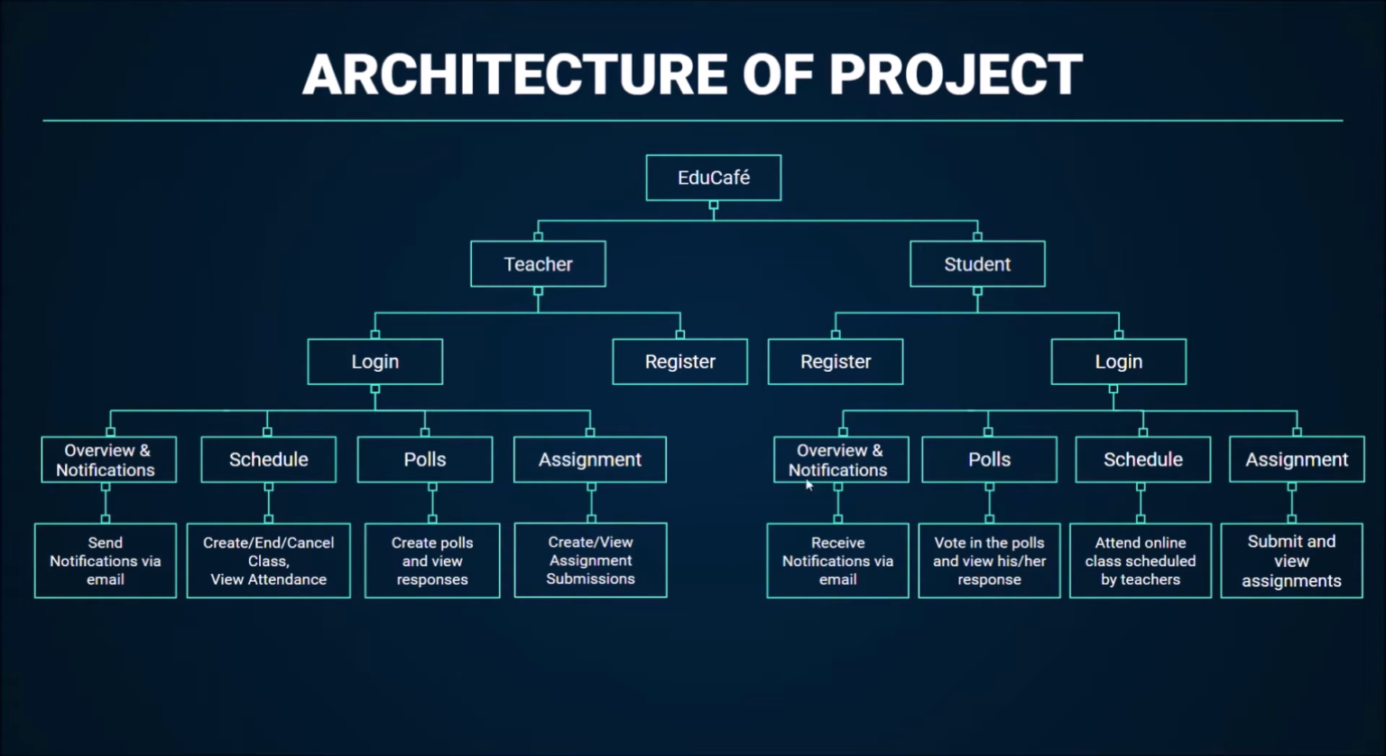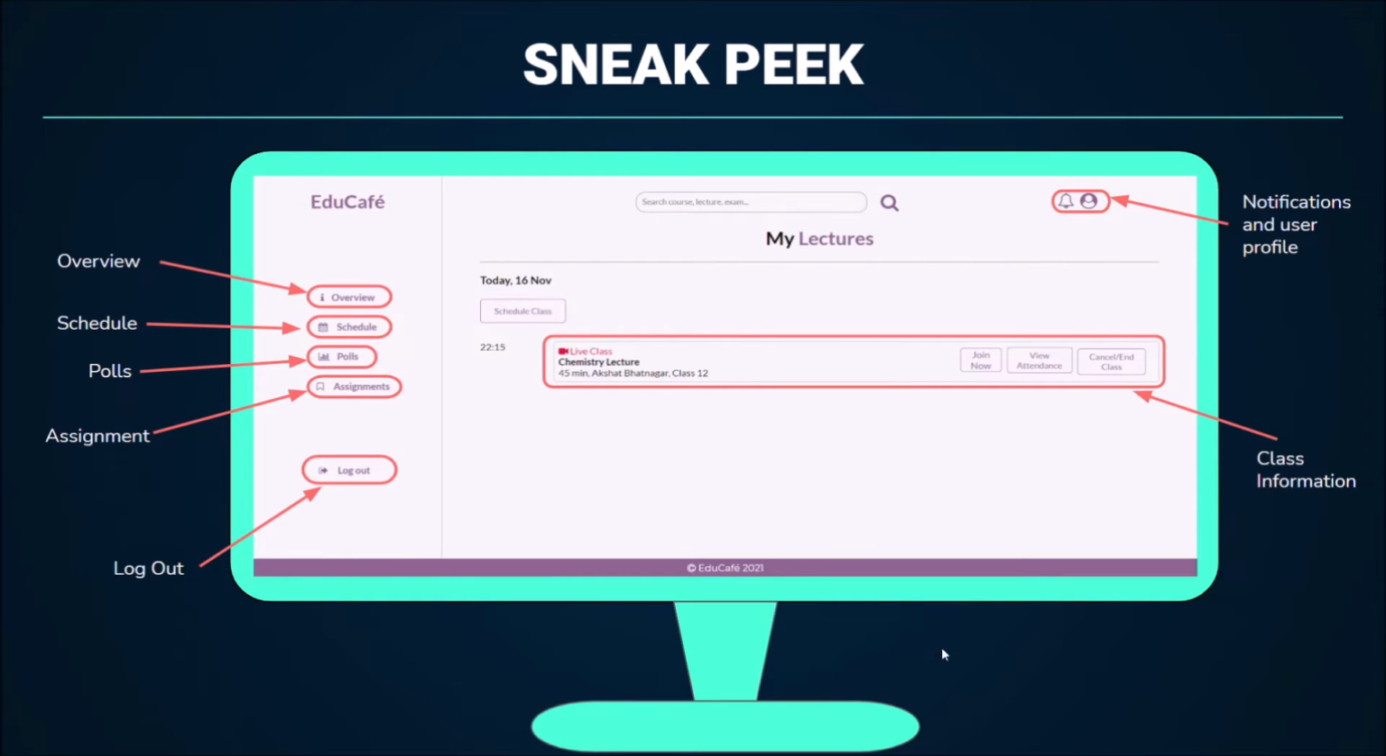For the polls, the teacher can create polls regarding a particular issue and the student will be able to respond to the polls, and after submitting the poll they can see their response. For the assignment section, the teacher can create the assignment via a simple form mentioning the deadline and the subject, and the same goes for the student, where he or she will get the option to upload the document and submit the assignment. Next, let's have a sneak peek at our website.